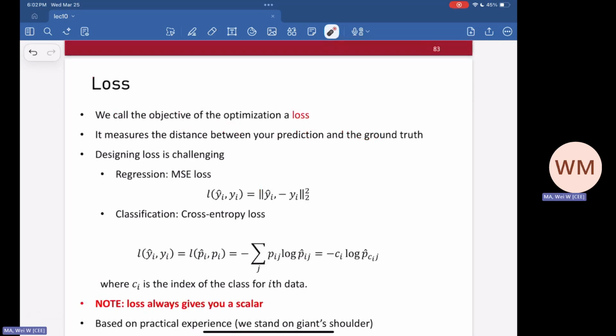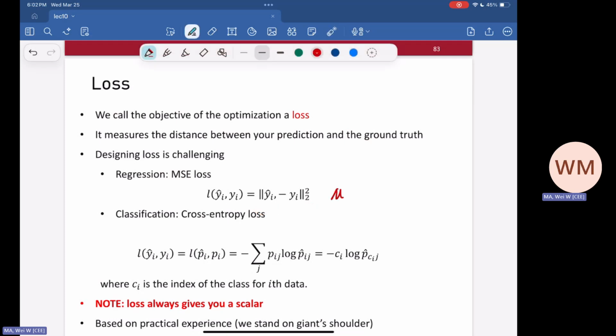For regression, you can simply use this as a loss. We call this an MSE loss. And for classification, you should use a very special loss. We call it cross entropy loss. This is related to the entropy that you learned in your decision tree, very similar: P times log P. So why is it using this? Because it's good. Why is it good? I don't know. There's a lot of explanation. You trust it or not, but it performs very well.